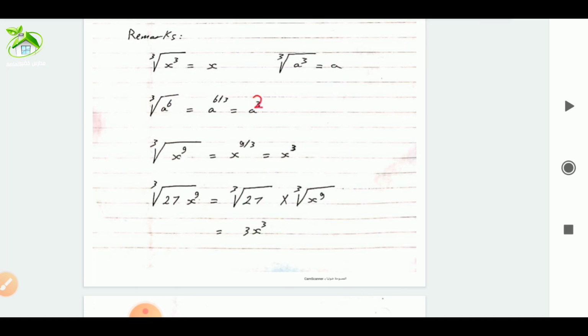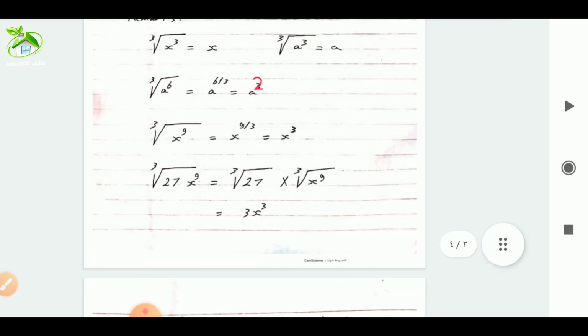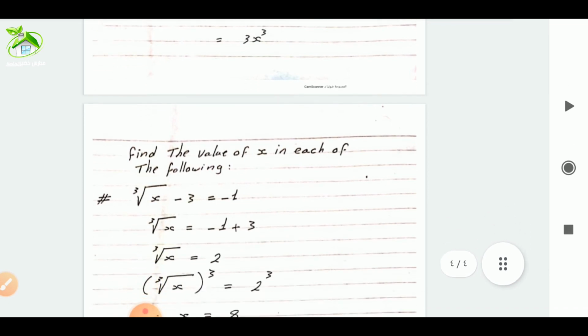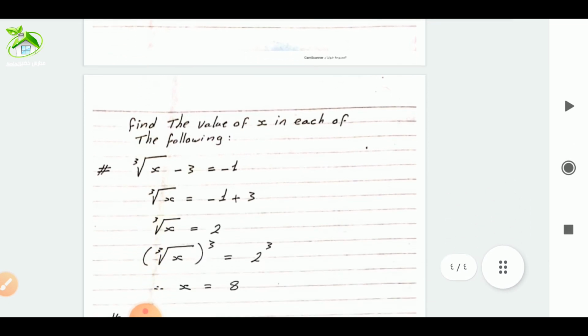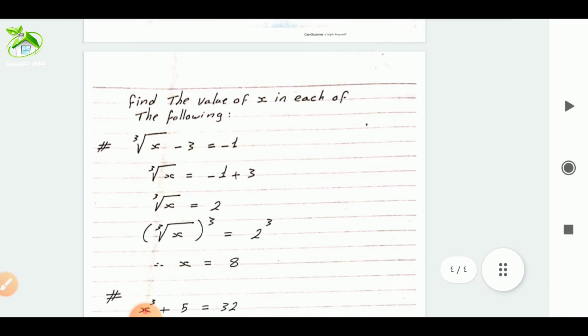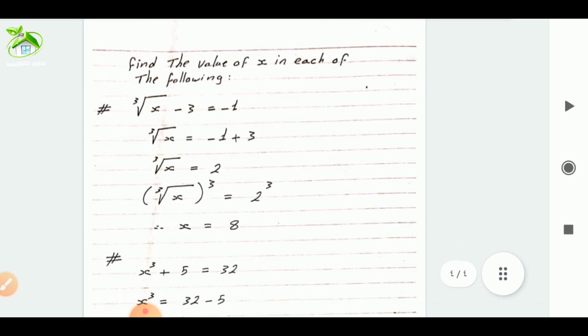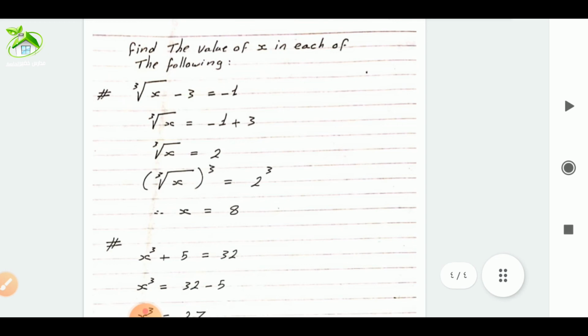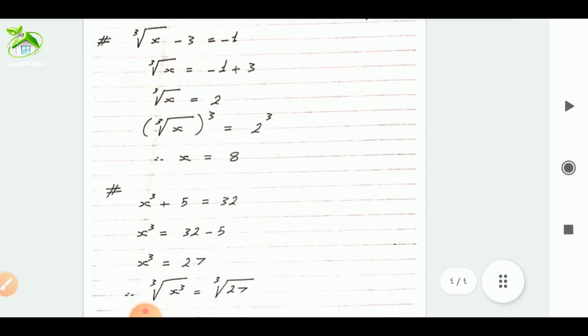The cube root of x power 9. To get the result, divide 9 by 3, which equals x power 9 over 3, equals x power 3. The cube root of 27 x power 9. First we get the cube root of 27, then we get the cube root of x power 9. The result will be 3x power 3.